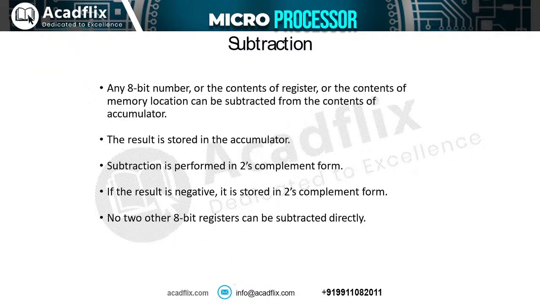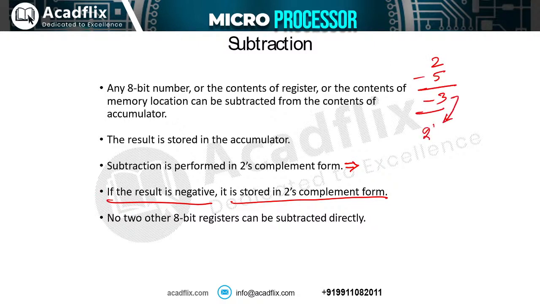Then we have the subtraction. Subtraction will also work like this, and subtraction will be performed using 2's complement. If the result is negative after subtraction, the result will be stored in 2's complement form. For example, if you are performing 2 minus 5, the answer will be minus 3. This minus 3 will be stored using the 2's complement representation.